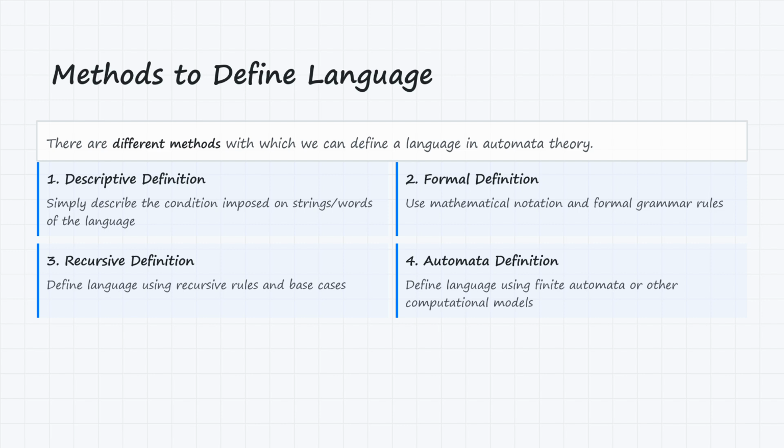Today's lecture will cover the different methods of defining a language. The first one is descriptive definition, then formal definition, recursive definition, and automata definition. In this lecture, we will only talk about descriptive definition.